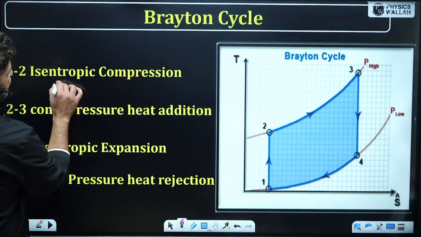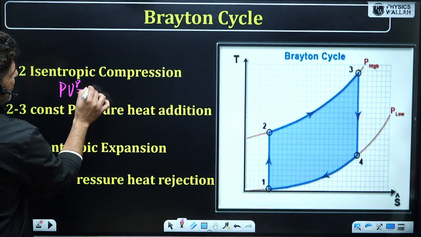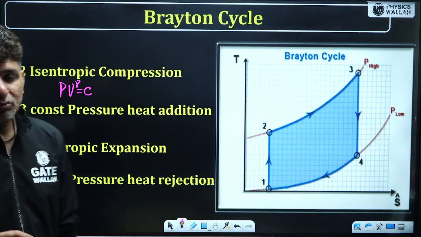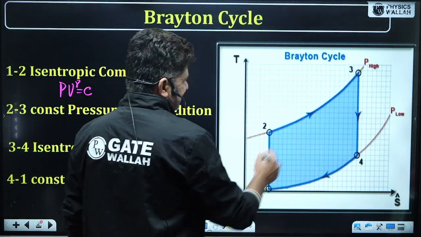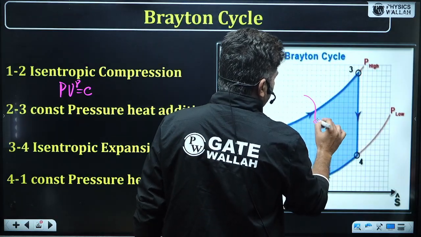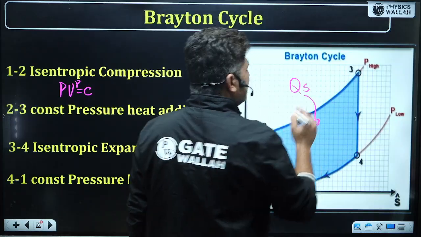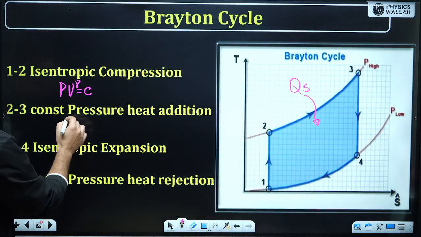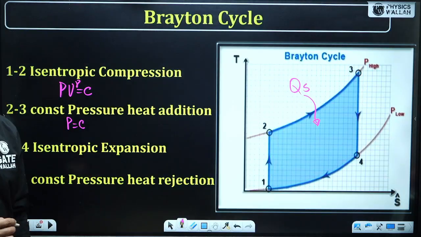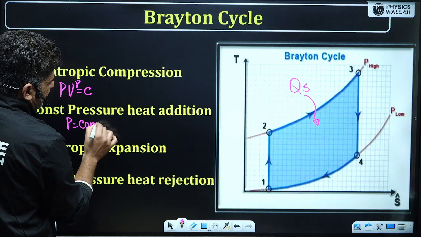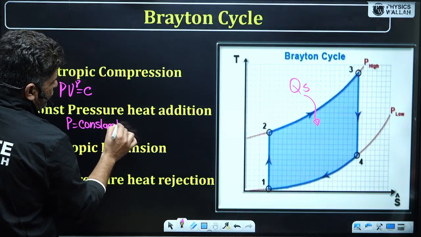This process is governed by PV to the power gamma equal to constant. Then the second process is 2 to 3. This tells about the heat supply. So we have heat supply happening, and this is pressure equal to constant. So this second process is pressure equal to constant.